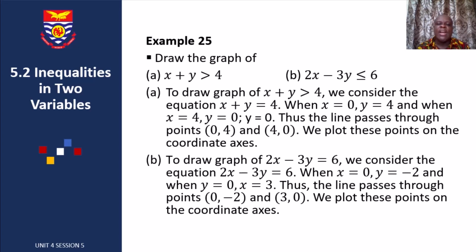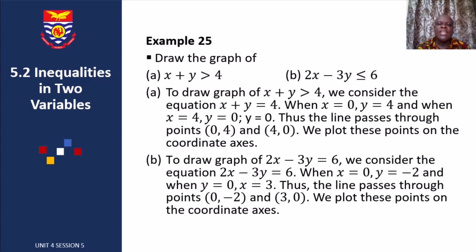Then we now say, what about when y is equal to 0? Then we put it in place of y. Then we have x plus 0 is equal to 4. So x will be 4. So that point will be (4, 0). So we have these 2 points that when we plot, can give us the straight line for the first inequality.